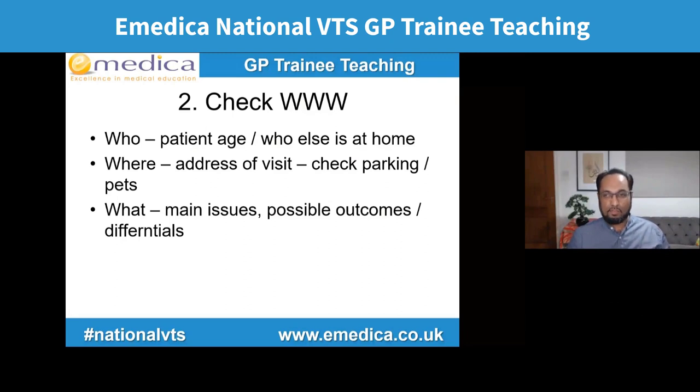What is the last W? What are the main issues that they're asking for a visit request for? So by my triage and the notes I'm going to read, I'm going to get an idea about that. And by reading the notes, I'm going to get as much background. But then we're going to start planning ahead. Okay, what are the possible outcomes? What are the possible differentials?